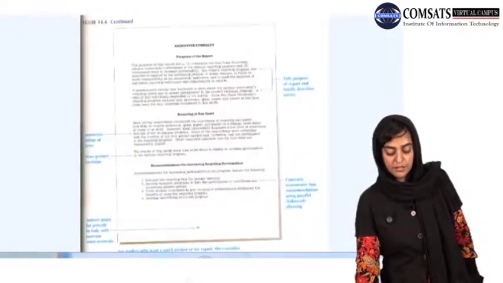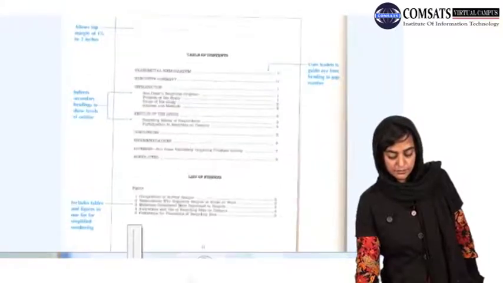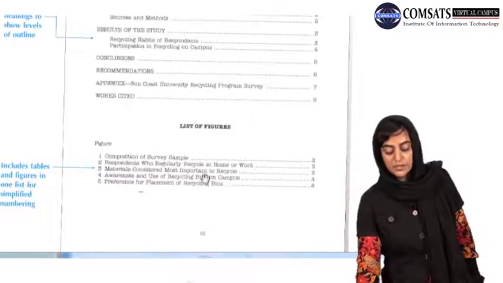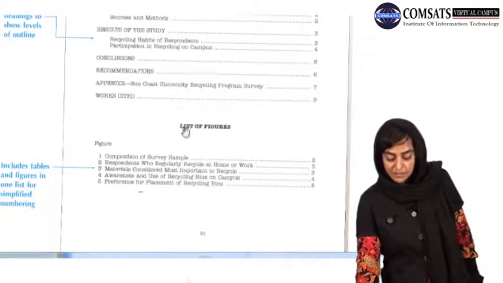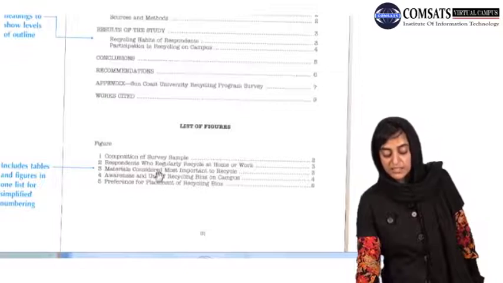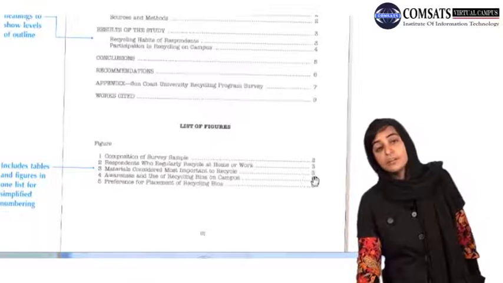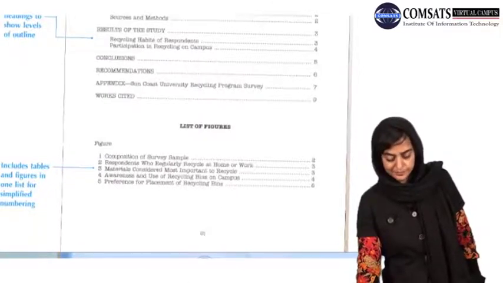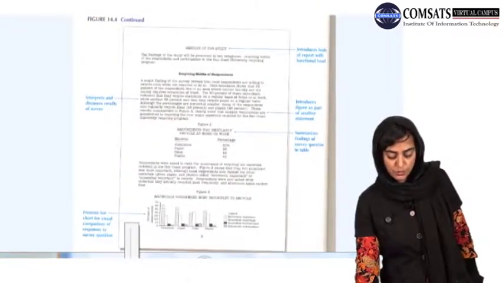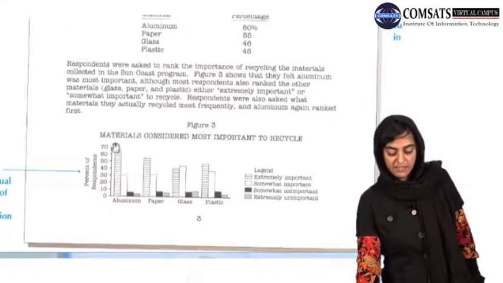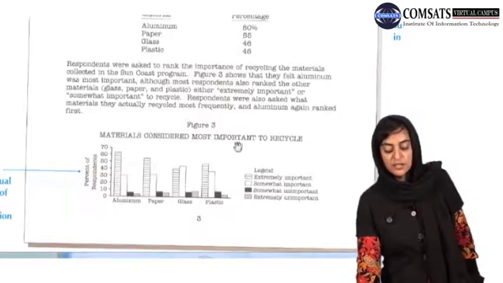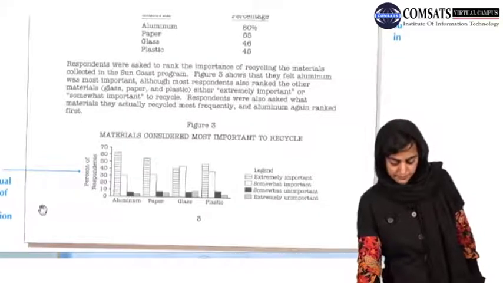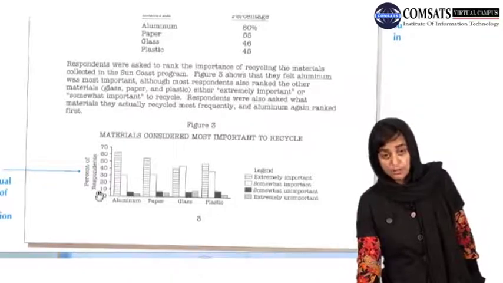Let's move back to the list of figures, dear students, that what next the list of figures is showing. Next is materials considered most important to recycle. Again, according to the list of figures, the figure with the title materials considered most important to recycle should be on page number 3. Now let us move to page number 3 and have a look whether we are having this figure with this title on page number 3 or not. Yes, dear students, we are having another figure on page number 3. This is page number 3 and we are having another figure with the title materials considered most important to recycle on page number 3. Yes, we are having this figure as per the information given by the list of figures.